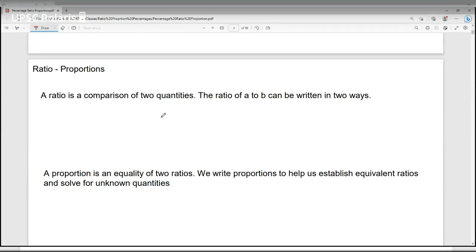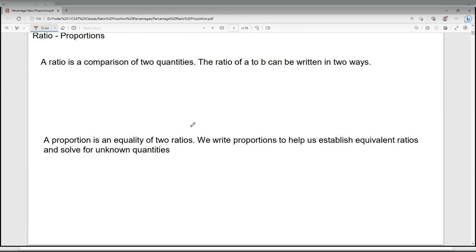quantities. So it's used for comparing two quantities. For example, the ratio of A to B can be written in two ways. It can be written as A by B or A is to B. And the proportion is nothing but an equality of two ratios.